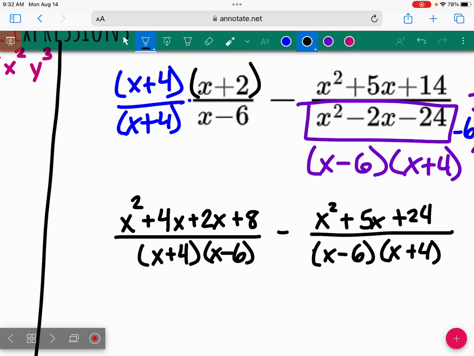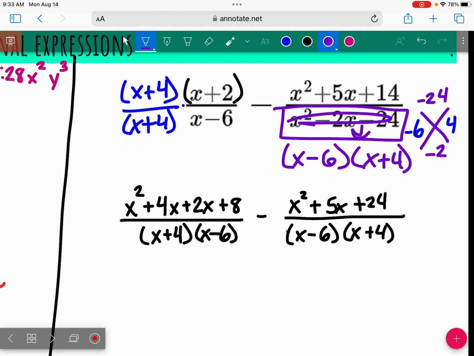Okay, where'd I get what? I heard that. Okay. This piece turned into those. I multiplied by a funny looking 1. And then I multiplied this guy out to get this. Okay, we see where all the pieces come from? Okay. So now we have a common denominator, and I can subtract my numerators.